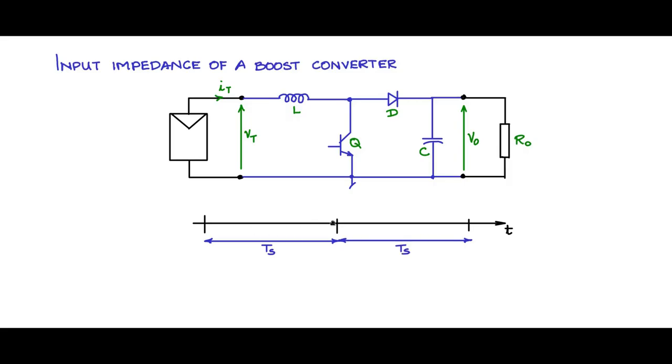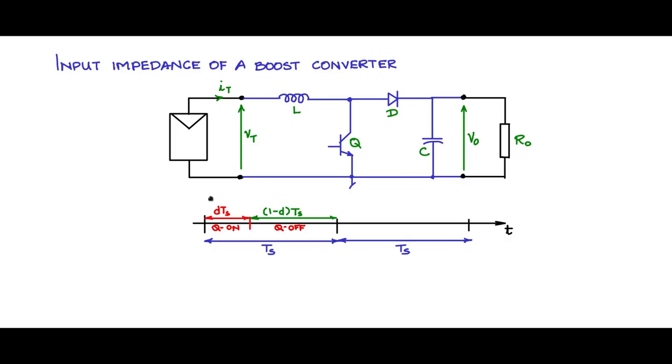Now the TS period itself is subdivided into two parts. The switch is on and the switch is off. So let us mark another tick here, and this period we will say is DTS. D is a value less than 1, 0 to 1. So DTS is the time when the switch is on, and obviously 1 minus D, TS, will be the time when the switch is off. So this is the on time of Q, and this is the off time of Q.